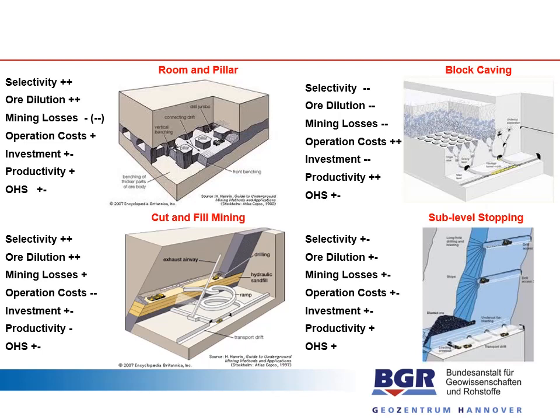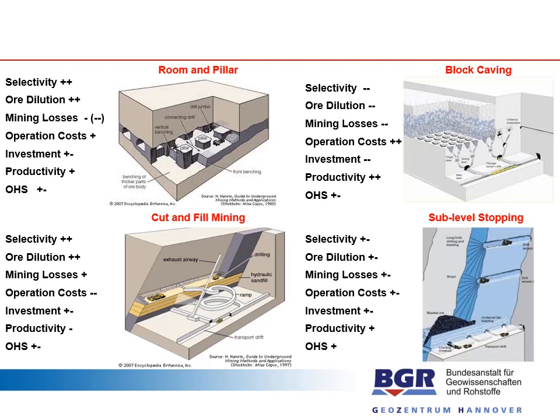On the top left you can see room and pillar, which is usually applied for seam-like deposits. You have a high selectivity, a low ore dilution, but you do have mining losses due to the pillars you have to leave in the ground. You can try to recover the pillars at the end of mining, but you will have losses. You have good operating costs, plus minus good investment costs. The productivity can be very high.